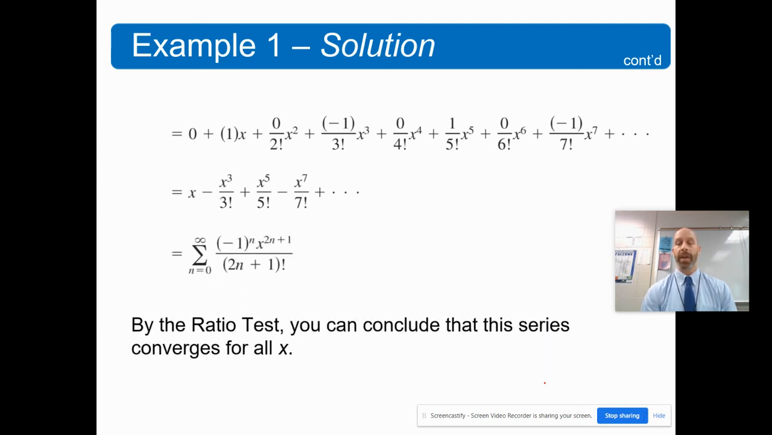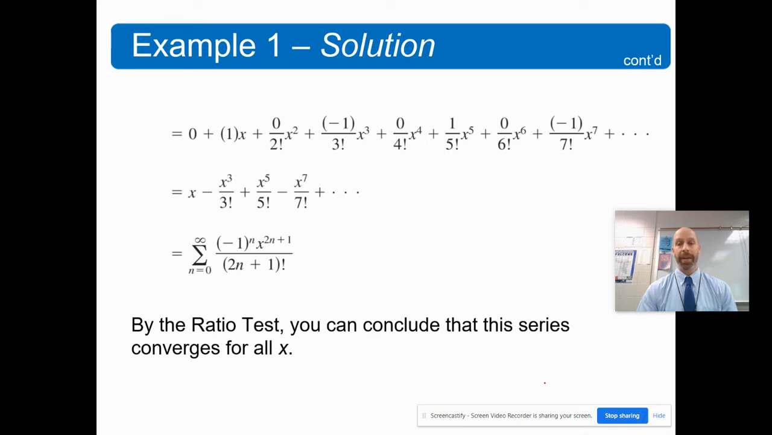That can be rewritten in compact form. Notice that we have an alternating series here, so it would be the summation from n equals 0 to infinity of negative 1 to the n, and we're doing odd powers, so that's going to be x to the 2n plus 1, and we're also doing odd factorials, so that's (2n plus 1) factorial in the denominator. By the ratio test, we can conclude that this particular series is convergent for all x.